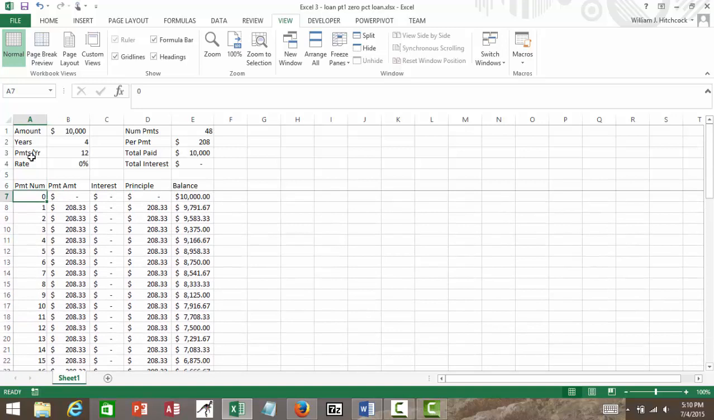We'll hit Control Home to get back up to cell A7 where we froze the panes. We'd probably set up the page layout, put in our headers and footers, and we're done with this loan. So save your work, and that's it.